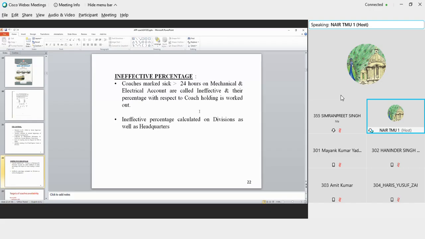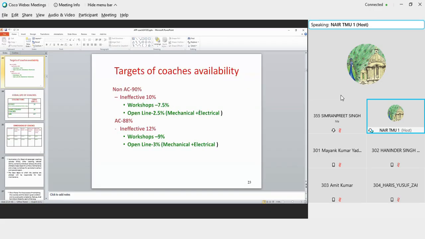Now, something similar to the locomotives: if the coaches are not under repair for more than 24 hours, they are called ineffective. And in this also, some percentages are defined. In locomotives, I told you ALCO is 10%, HHP is 5%. In the coaching stock, non-AC ineffective is 10%, AC ineffective is 12%.